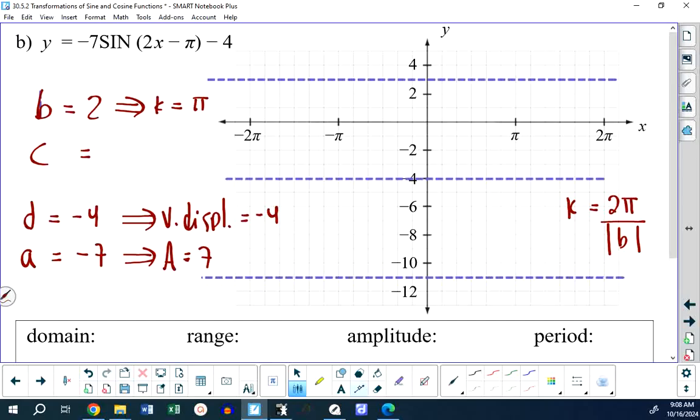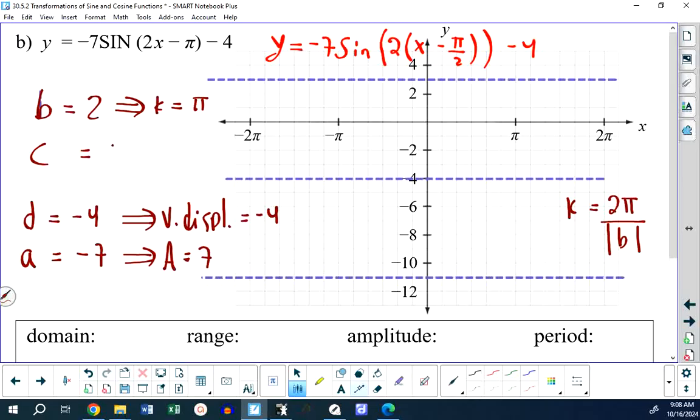Noah? It's not pi. It's pi over 2 because you have to factor the B out. Right? That's that thing going back to Unit 1 that we cannot forget to do. So when I write this in the proper format, I'm going to have -7 sine. I take the 2 out, and then I have (x minus pi over 2) minus 4. So the phase shift is pi over 2.